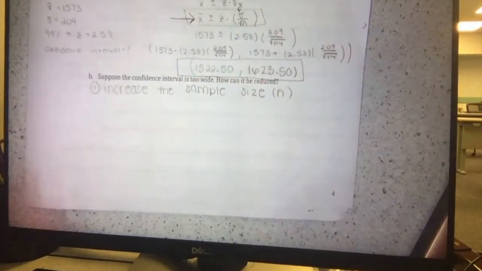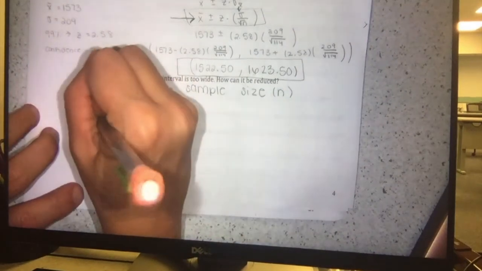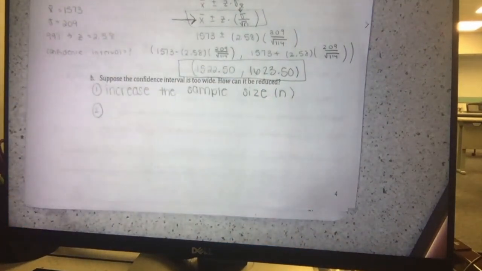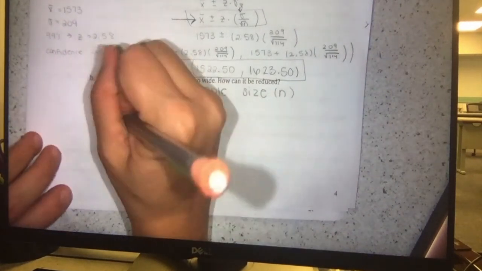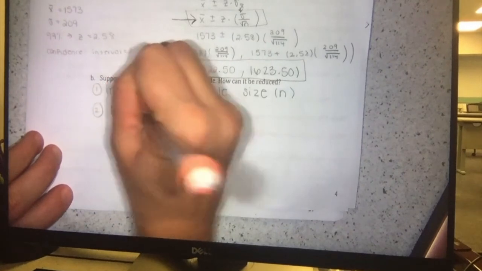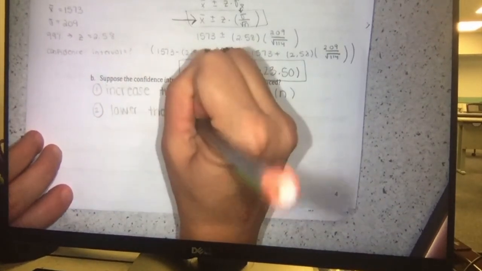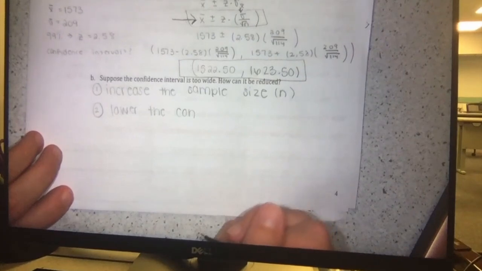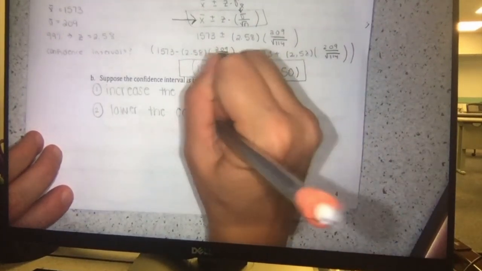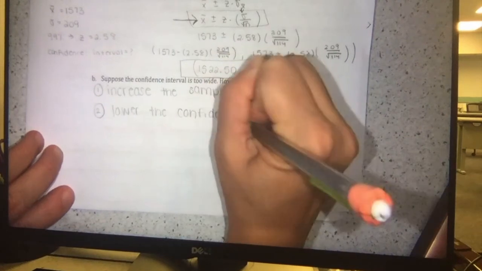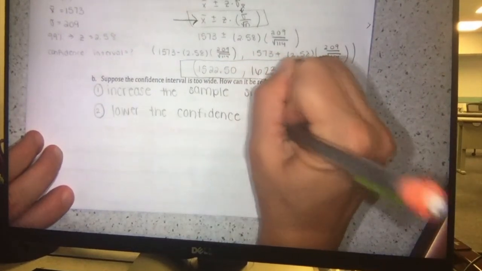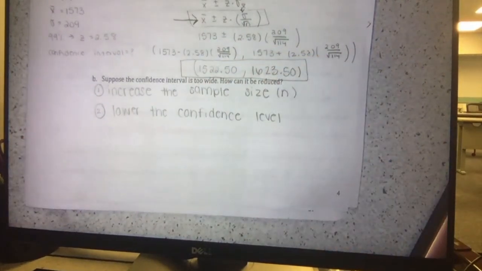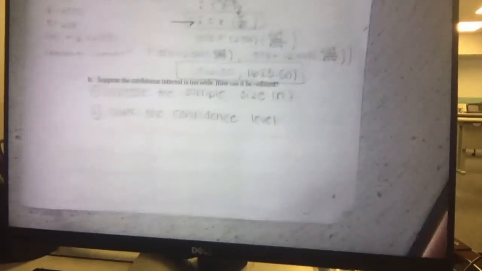So increase the sample size n, or if you want to get more honed in, I could just say, okay, I can hone it in more, but I'm not going to be as confident if I do so. So we can also lower the confidence level. Here we were 99% confident. That's pretty certain. So if we're that confident, I want to have enough wiggle room that if I make a little error, it's going to be okay. But if I have less confidence, I can be a little bit more exact.